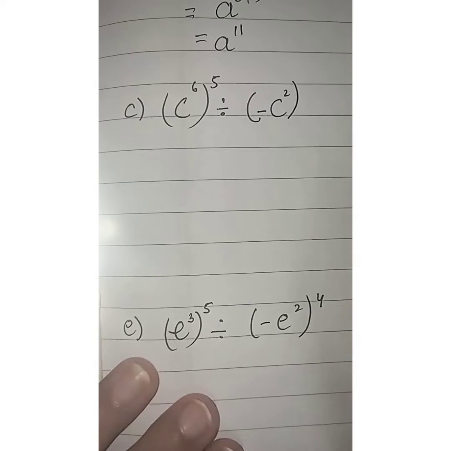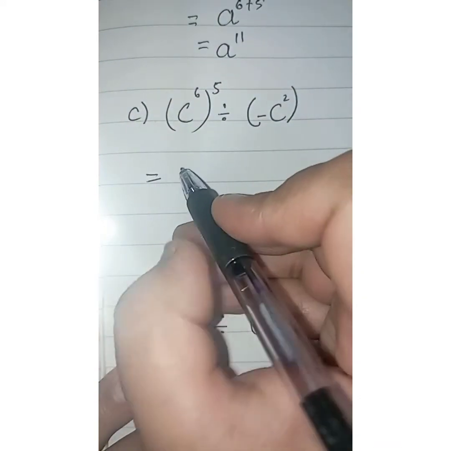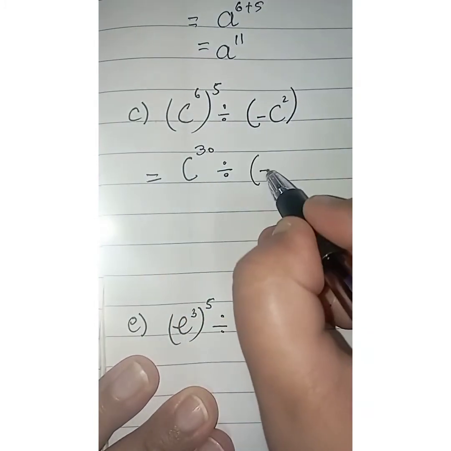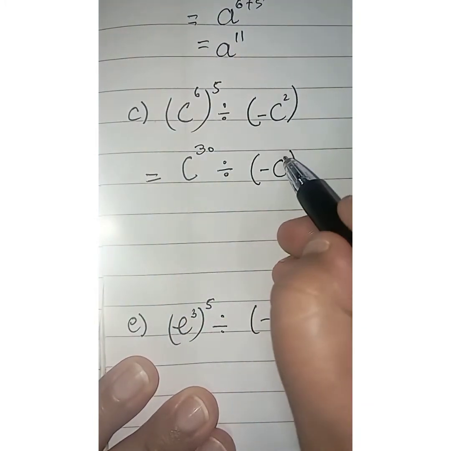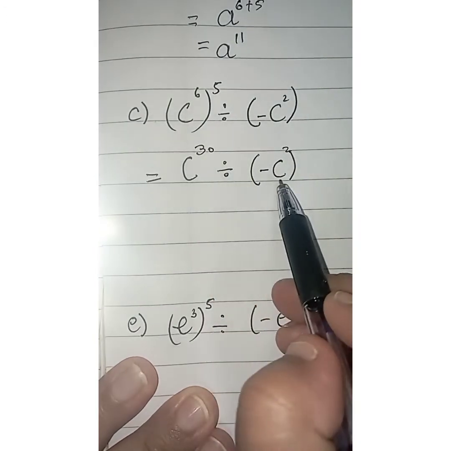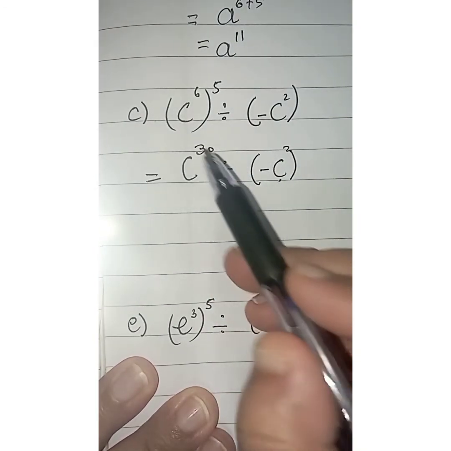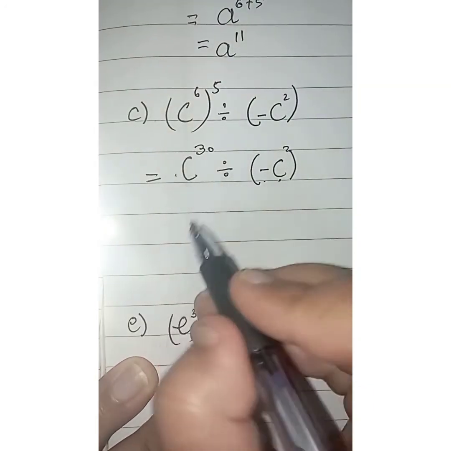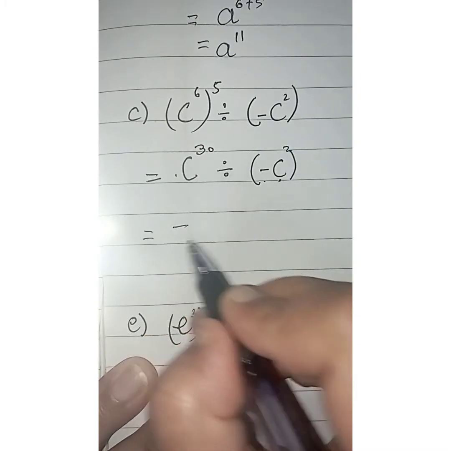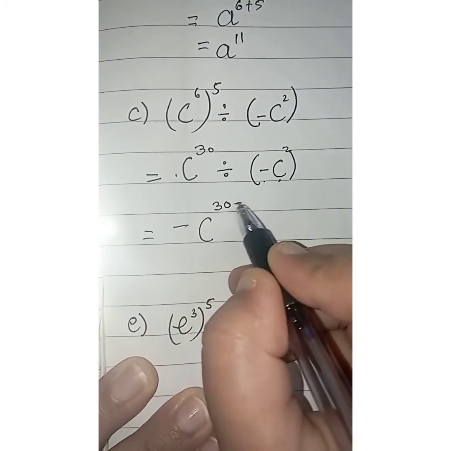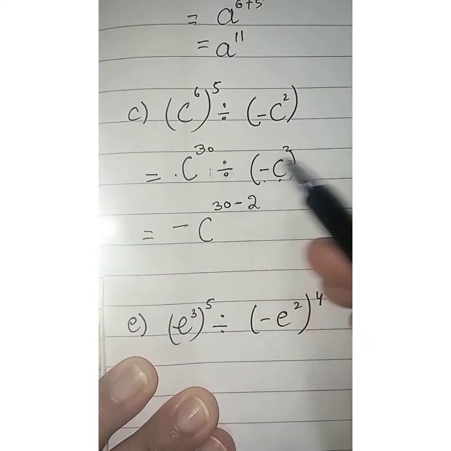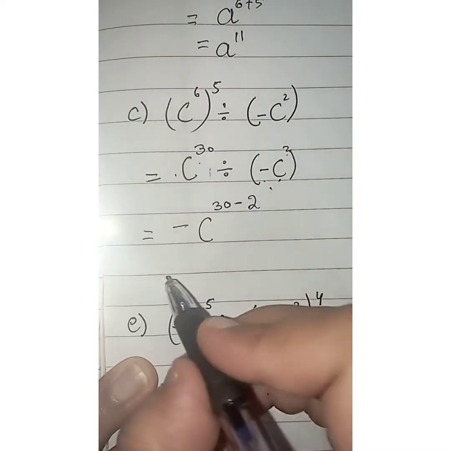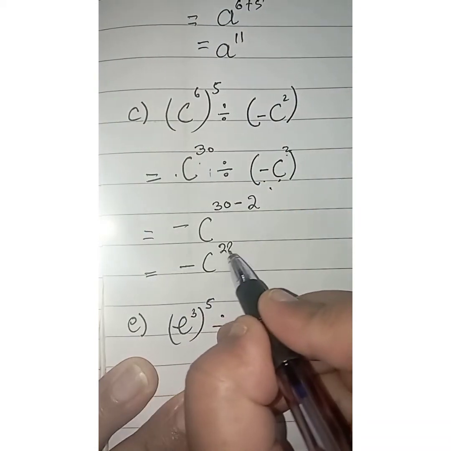Part C, C to the power 6, all to the power 5, so let's apply the power of power rule. It will become 6 times 5 is 30, divided by minus C squared. We all know that if it is the same base but the sign is division, we subtract the powers. So first we will write the negative and positive sign. When it is multiplied or divided, it will become negative. C to the power 30 minus 2. Because of this division sign, we are dividing the two bases, so we are subtracting the powers, so it will become minus C to the power 28.